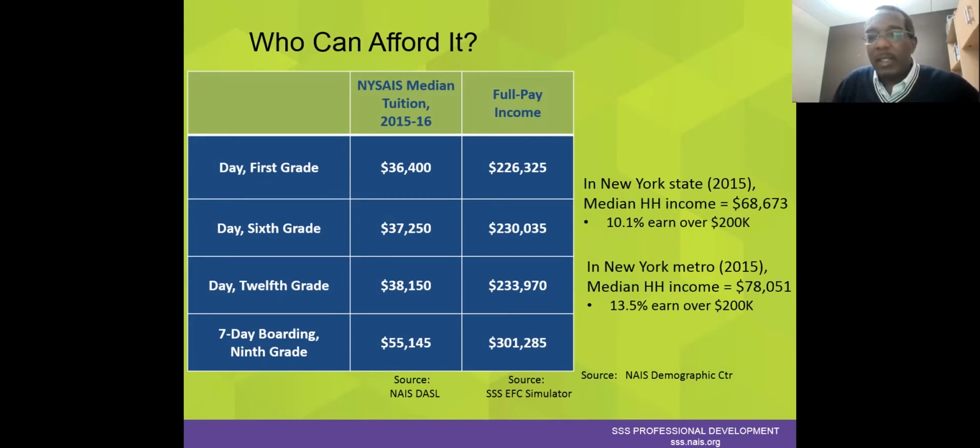In New York State, and this is data I got from the NIS Demographic Center, which, if you're an NEIS member, both Dazzle and the Demographic Center are available free, in 2015 only 10% of families earned over $200,000, which is the highest level that data is cut by. So we know that fewer than 10% of families can afford the typical tuition, at least the median level tuitions, at New York's NYSAIS schools. Even in the New York metro area, which tends to be wealthier than the state at large, still only 13.5% of households earn over $200,000.